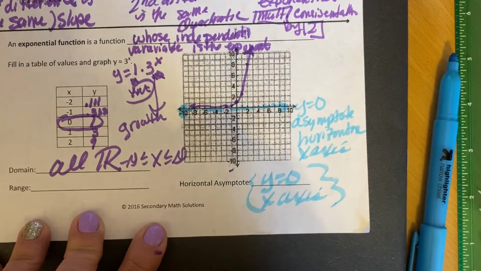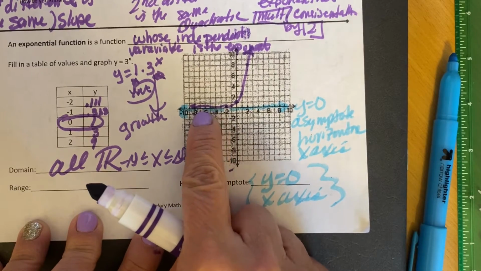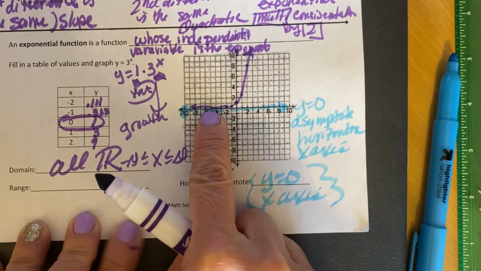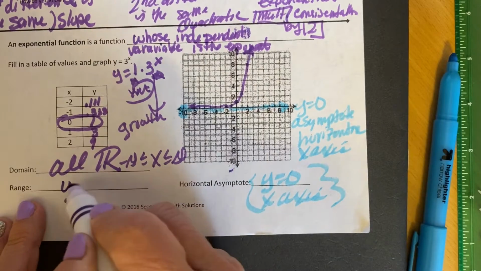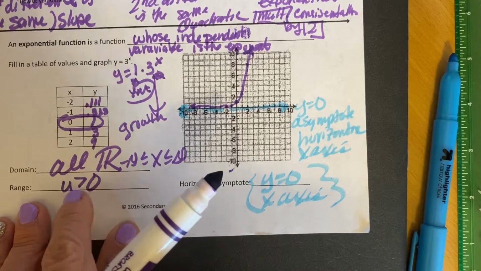Then the range, so you ask yourself, is it ever going to equal the x-axis? Well, it's not, so it has to be greater than. So y is greater than 0. You cannot have an equal sign because it's never going to equal that point.